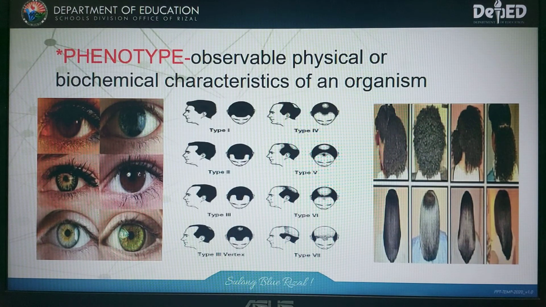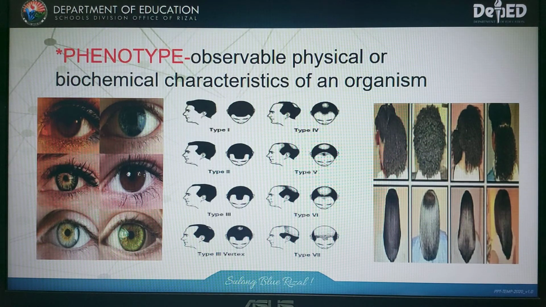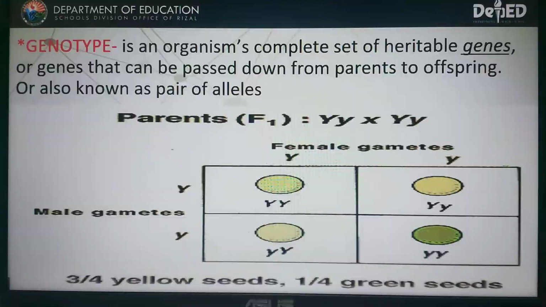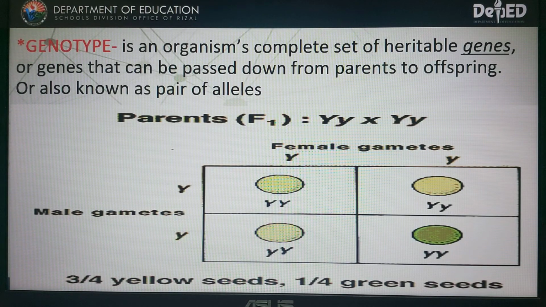Let's proceed to phenotypes. Pag sinabi nating phenotypes, it is an observable physical or biochemical characteristic of an organism. Ito yung mga namana natin na nakikita ng ibang tao sa atin at nakikita rin natin, katulad ng color ng eye, hairlines, skin color, etc. Next, let's proceed to genotype. It is an organism's complete set of hereditable genes or genes that can be passed down from parents to offspring. Ito yung complete set ng genes na namana natin sa ating magulang.